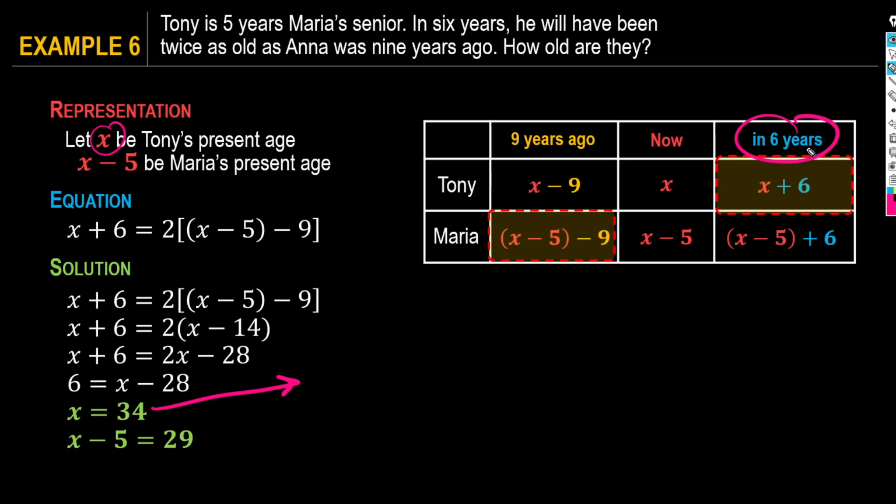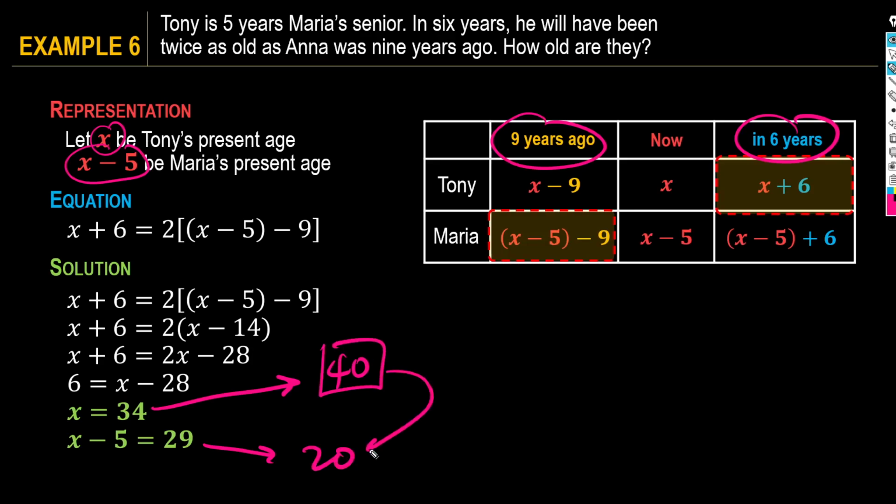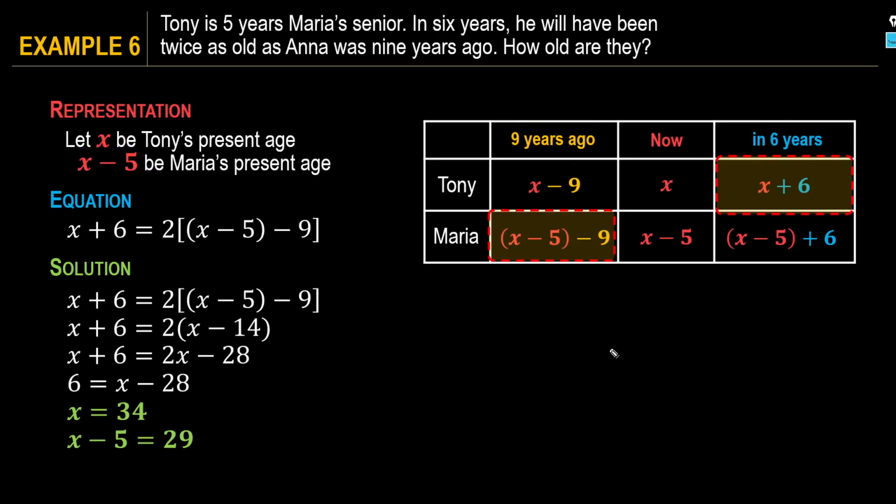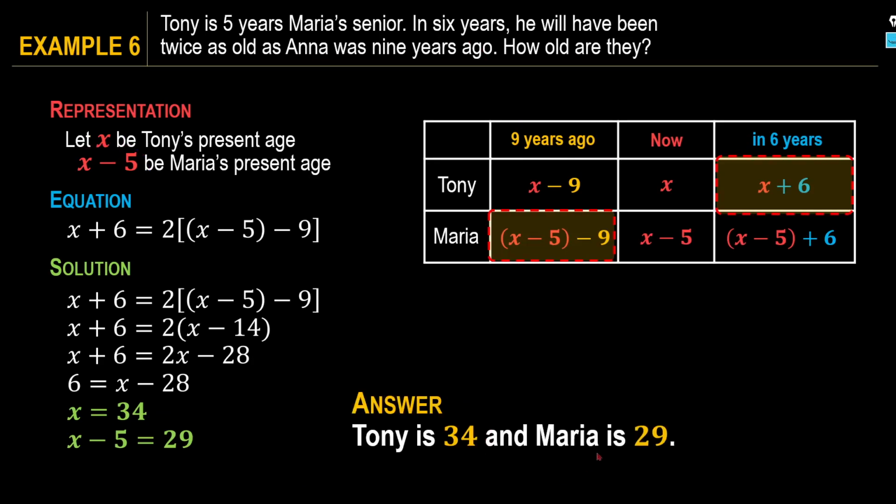In 6 years, how old will Tony be? 34 plus 6. 40 na si Tony. X minus 5. Ito si Maria. Current age, 29. But how old was she 9 years ago? Minus 9 mo yan, 20. Tama ba? Na etong age na to ay doble nito? Correct. Di ba? So, final answer natin ay Tony is 34 and Maria is 29.